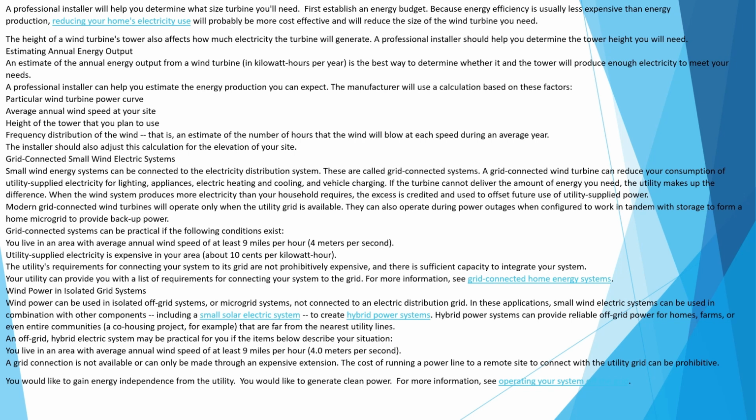An off-grid, hybrid electric system may be practical for you if the items below describe your situation. You live in an area with average annual wind speed of at least 9 miles per hour, 4.0 meters per second. A grid connection is not available or can only be made through an expensive extension. The cost of running a power line to a remote site to connect with the utility grid can be prohibitive. You would like to gain energy independence from the utility. You would like to generate clean power. For more information, see operating your system off the grid.